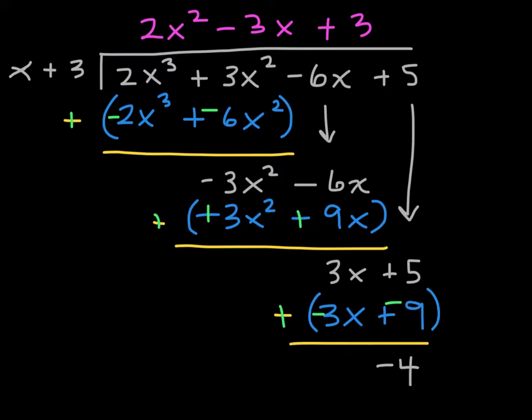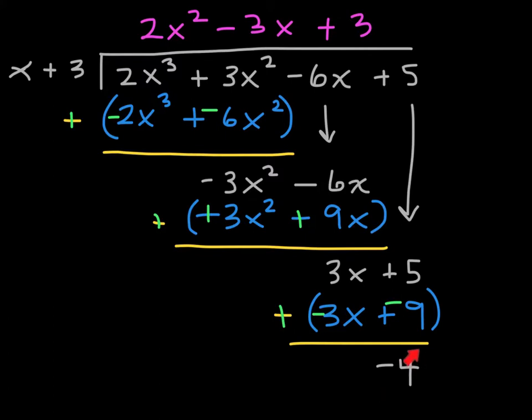Now, notice that the degree of your divisor is 1 because the power on that variable is 1. So this is degree 1. It's linear. And this is a constant term. Any constant term has degree 0. So your divisor is degree 1. Your remainder is degree 0.